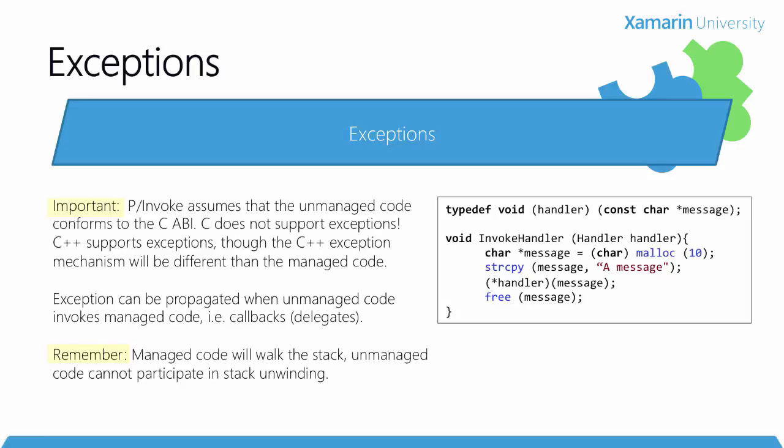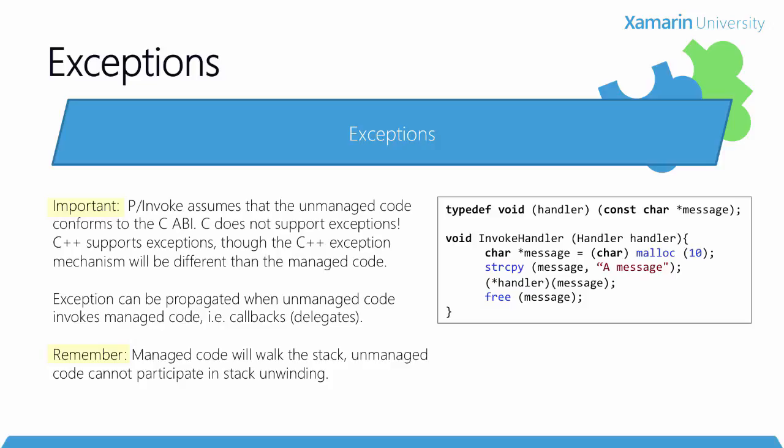Let's focus on exceptions for a minute. Platform Invoke assumes that the unmanaged code conforms to the C ABI. But C doesn't support exceptions. As such, it is assumed that runtime exceptions will not propagate through unmanaged code. It is fairly simple for an exception to propagate through unmanaged code whenever unmanaged code invokes managed code. This typically occurs through the use of callbacks, using a function pointer on the unmanaged side which can invoke a delegate on the managed side.